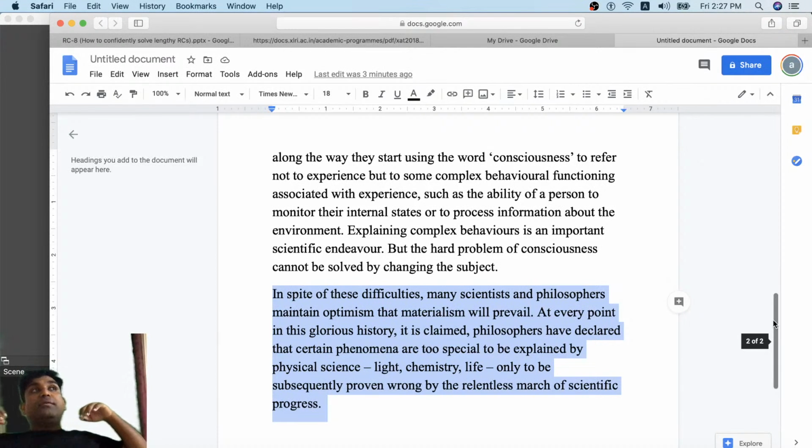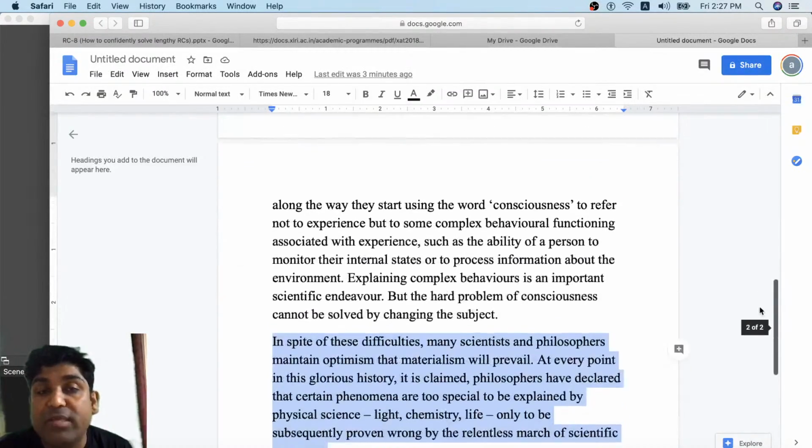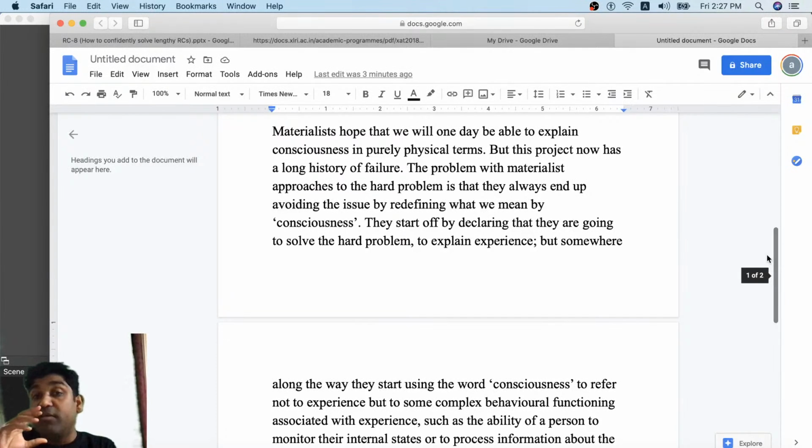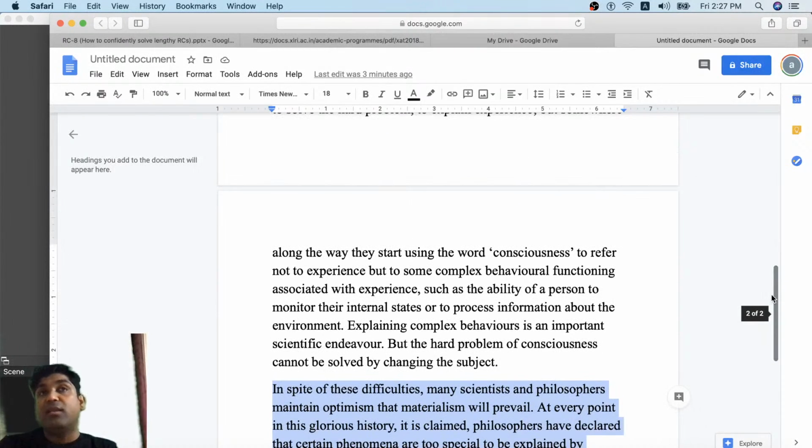So they're saying that the materialists think that they will be able to explain consciousness in purely physical terms, but this project has been a failure because they tend to define consciousness incorrectly. They change the subject and they start talking about the awareness of a person or their ability to process information. But somewhere down the chain, they do not realize that they've changed the topic, and changing the topic doesn't solve the problem.